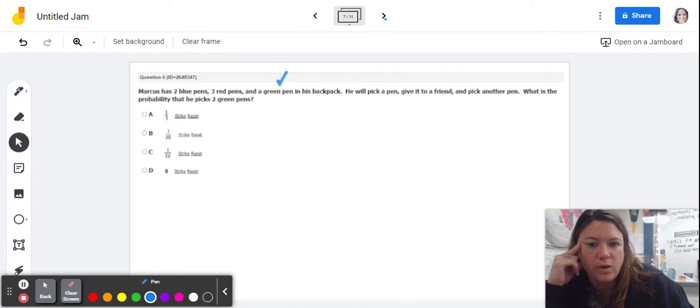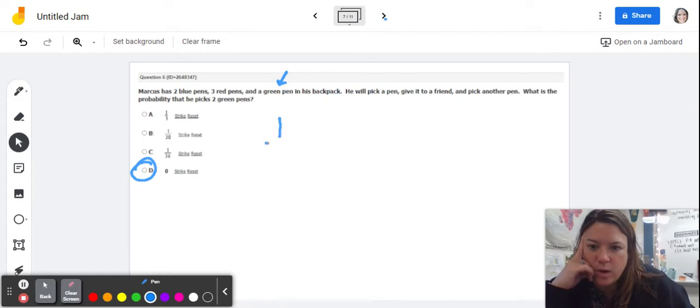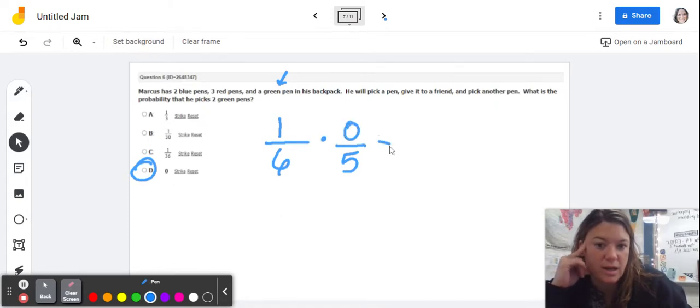Well, there's only 1 green pen in his backpack, so the probability that they would both get a green pen is 0. What that would look like is the green pen would be 1 out of 3, 4, 5, 6, and then they keep that, but now there's no green pens left because you have to assume the first person got it, and that's how we get 0.